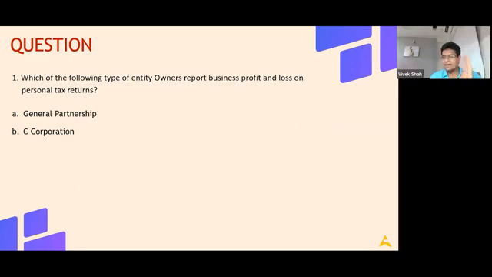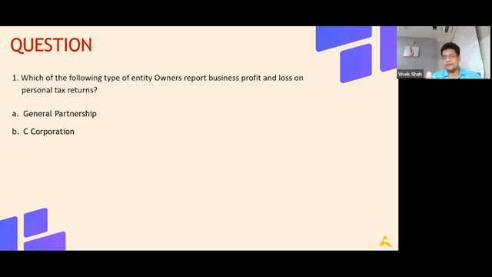Perfect, perfect. This is the correct answer. Let me explain why not C corp. The question is saying, which of the following types of entity owners report the business profit and loss on their personal tax return? They are talking about the pass-through taxation, because as I mentioned, for a pass-through taxation there is no entity level taxation. So everything is passing through to owners. That is possible by default with the LLC structure and the partnership structure only, or maybe the S corporation structure. C corp is the only type of entity in the US that has entity level taxation.